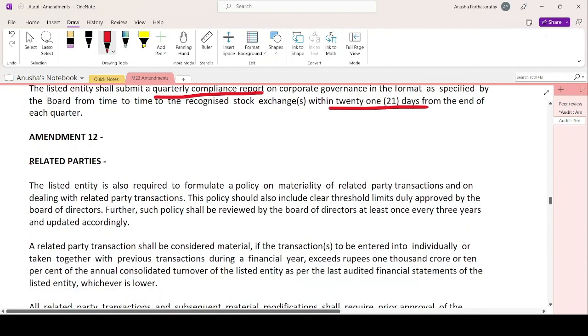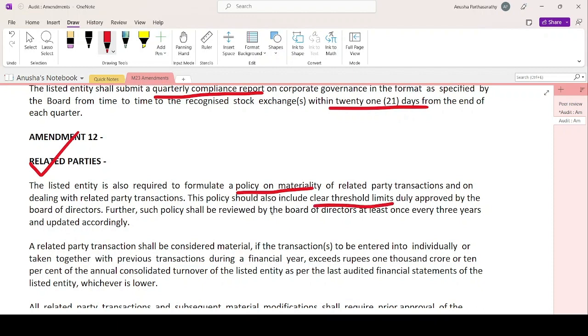The listed entity is also required to formulate a policy on materiality of related party transactions and on dealing with related parties. I have to state the level of materiality. This policy should also include the clear threshold limit duly approved by the board of directors. Threshold limit should be stated.